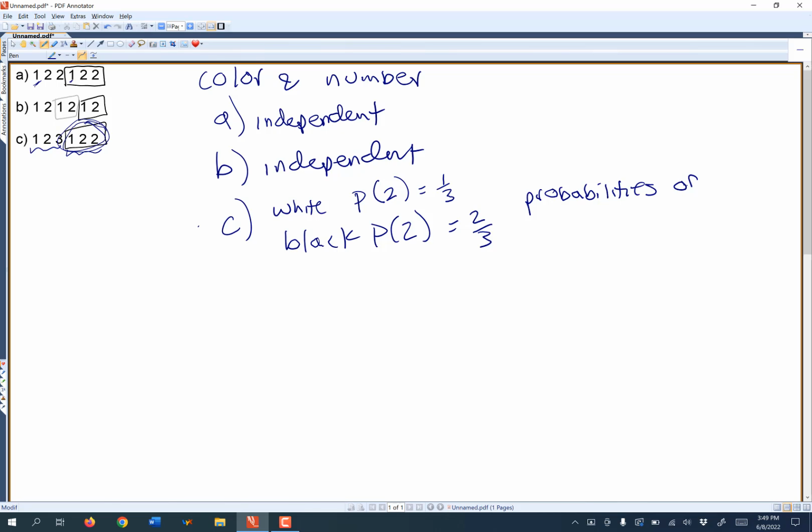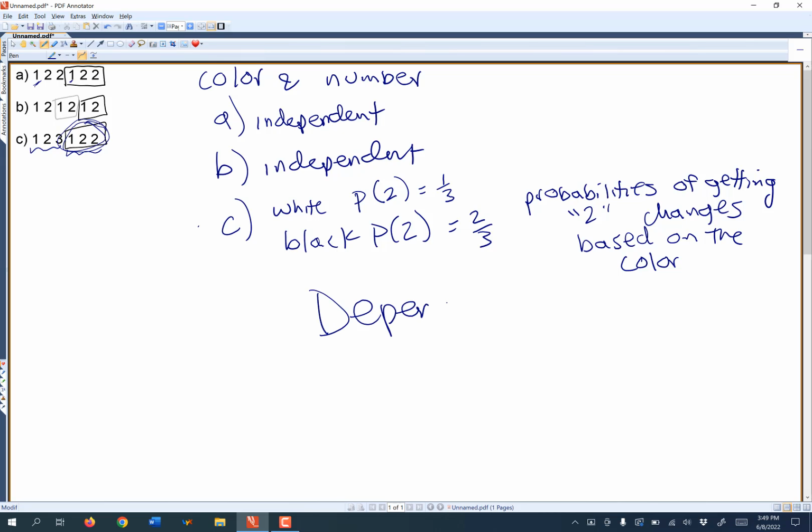The probability of getting a 2, now I just picked 2, I could have picked a different number, changes based on your color. So anytime you have something where knowing one thing will change the probability of getting something else, then you know it is dependent. They do affect each other.